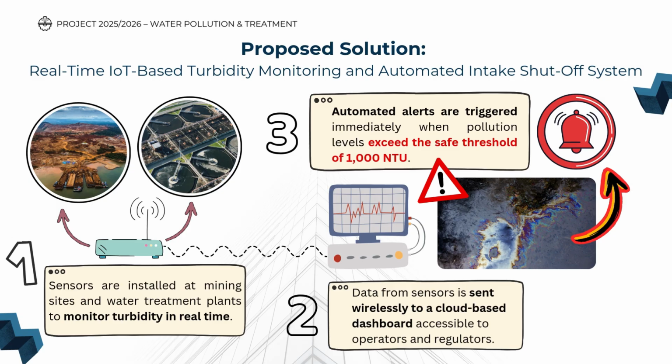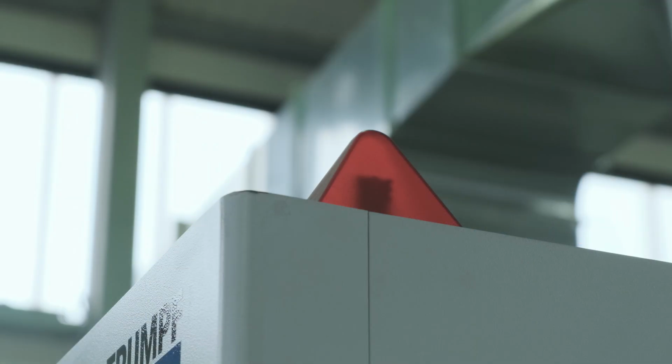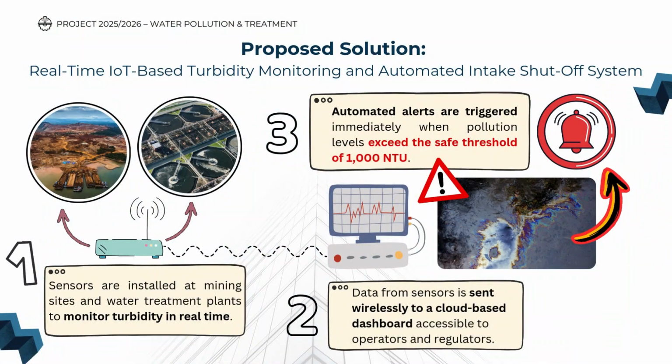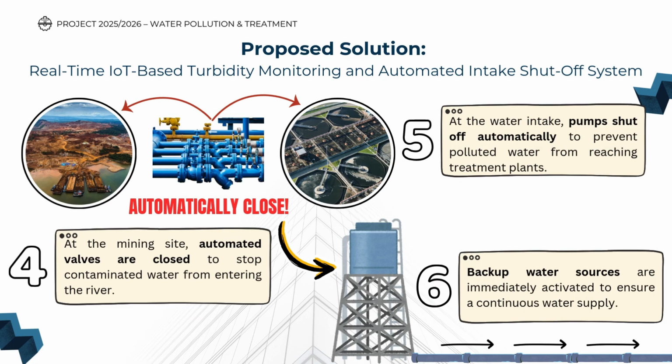Finally, if turbidity levels exceed the safe threshold of 1,000 NTU, the system automatically triggers alerts. Notifications are sent instantly via SMS, email, and mobile applications to all responsible parties, ensuring rapid response and preventing further contamination. At the mining site, an automated gate valve closes within seconds.